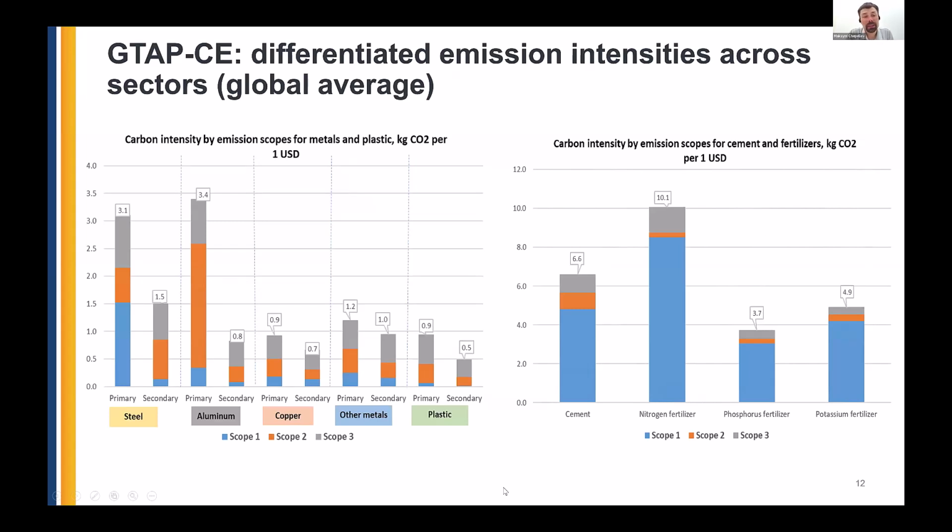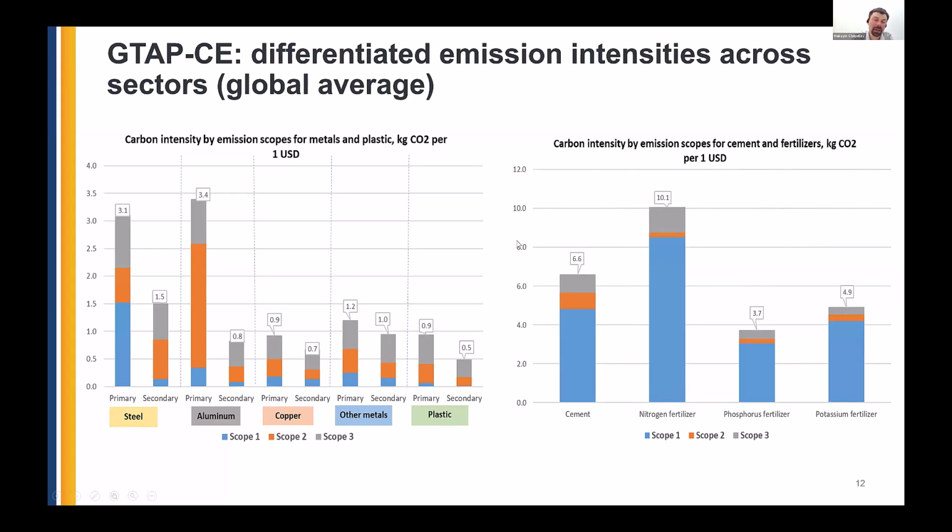Another feature of the database, as we have distinguished different production processes, is that we have differentiated emission intensities across commodities. And as in most cases, we would see that secondary production activity has a lower emission intensity than primary production activity, which is to be expected. And also that the main differentiation in emission intensities is coming from the scope 1 emissions, so emissions from direct fossil fuel combustion.